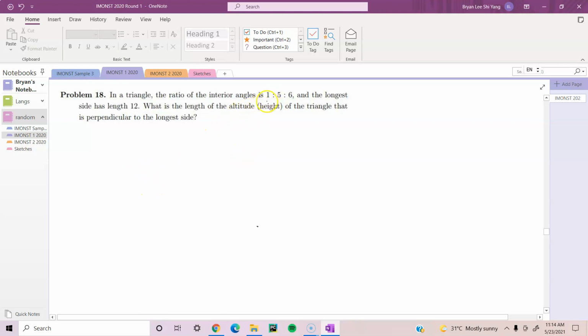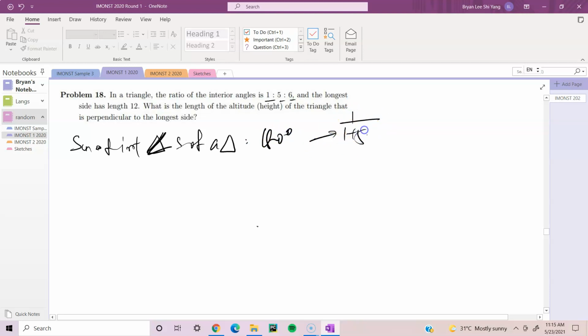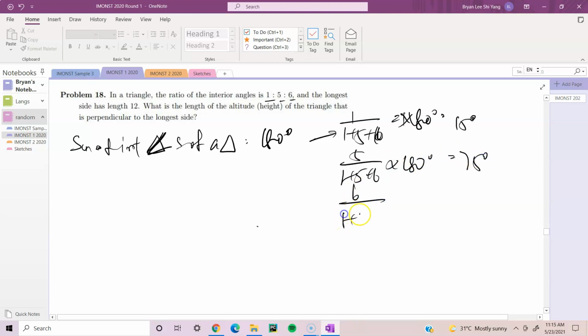Okay, so we know that we have 1, 5, and 6 over here, right? So the sum of interior angles of a triangle is 180 degrees. So the 1 in here will represent 1/12 times 180 degrees, which is 15 degrees, and then the 5 here will represent 75 degrees, and then the 6 here will represent 90 degrees. So as you can see here, we can construct a triangle of this kind of magnitude.